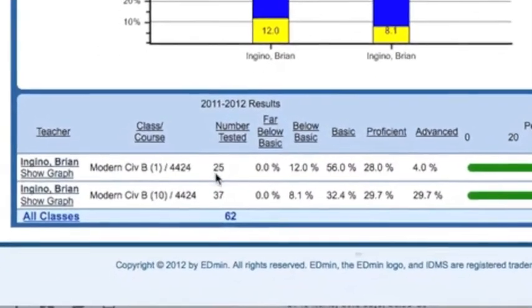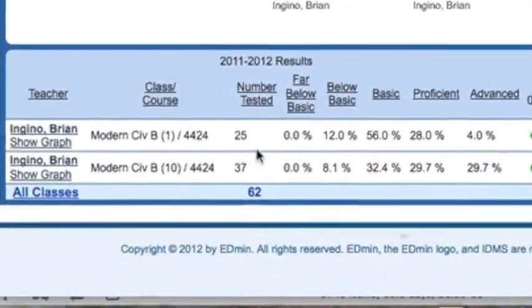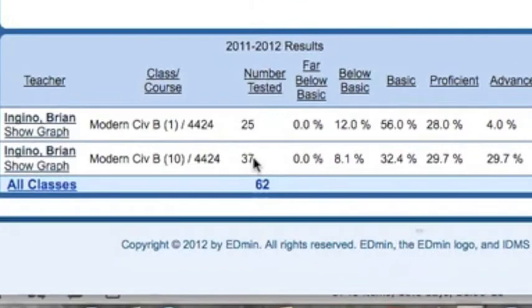We know that he has 25 students in this class, 37 students in the other class, so he has a total of 62 students who took Mod Civ with Brian last year. And this is how his scores break down on a percentage basis. Now we're going to take this data, punch it into an API calculator, if you will, and it will give us Brian's individual API score.